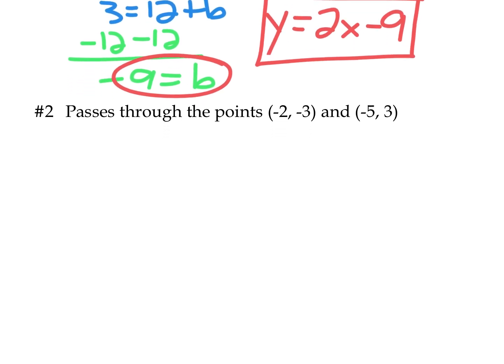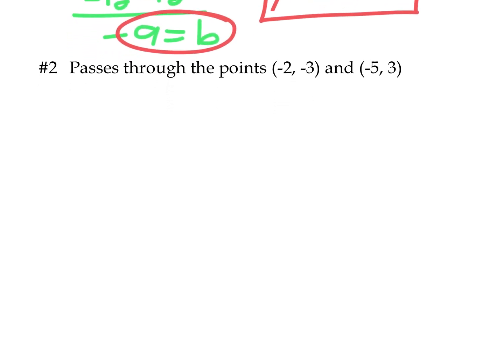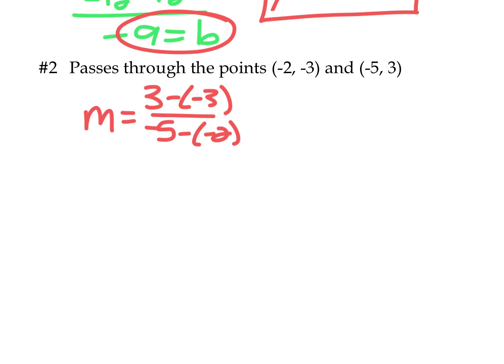In this second problem here, we've got 2 points, so we don't have a slope either. So we need to start with that. If we don't have a slope, that's where we should start. So our slope is going to be y2 minus y1 over x2 minus x1. So 3 minus negative 3, that's 3 plus 3, which would be 6, over 5 minus negative 2, excuse me, so negative 5 plus 2, which is negative 3. 6 over negative 3 would be negative 2.